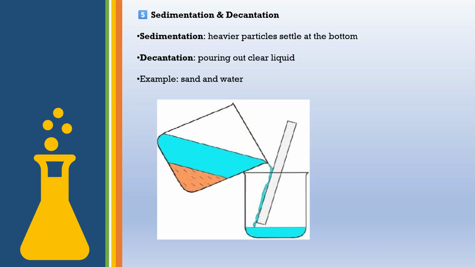Fifth one is sedimentation and decantation. When sand is mixed with water, the heavy sand settles at the bottom. This is called sedimentation. Pouring out the clear water carefully is called decantation.